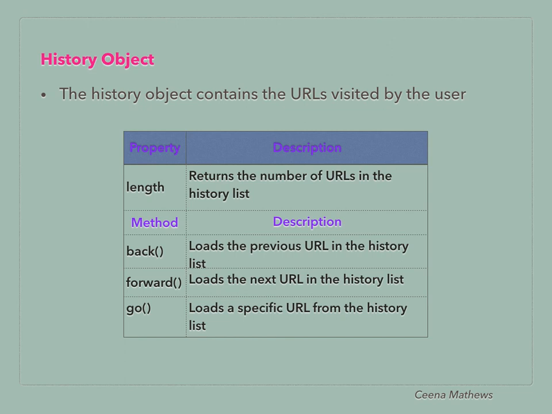Next is about the history object. The history object contains the URLs visited by the user, and its only property is length, and it returns the number of URLs in the history list. And these are the only methods available: go, forward, and back. Back loads the previous URL in the history list. Forward will load the next URL in the history list. Go will load a specific URL from the history list.